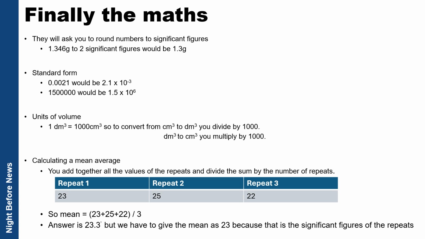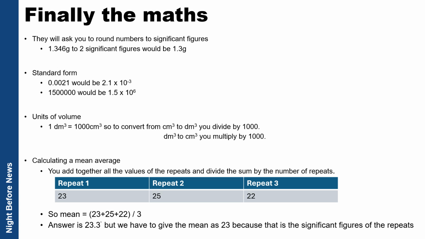So here we've got 2 examples. 0.0021, that would be 2.1 times 10 to the minus 3, because if we move the decimal place 3 places to the right, it becomes 2.1. And then the second example would be 1.5 times 10 to the 6, because if we move the decimal place to the right 6 times, we get the value that we've got there.